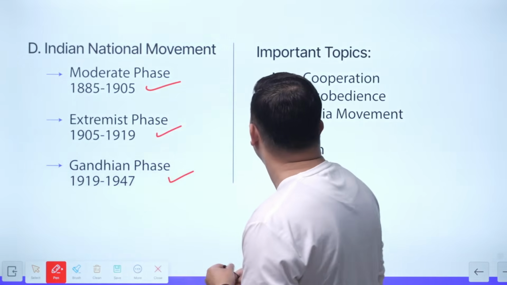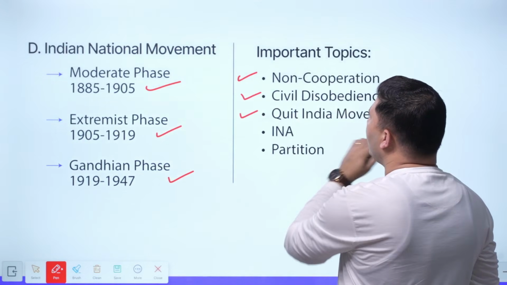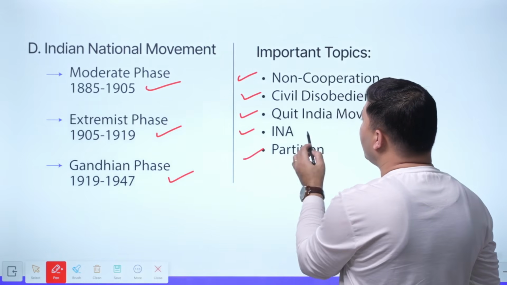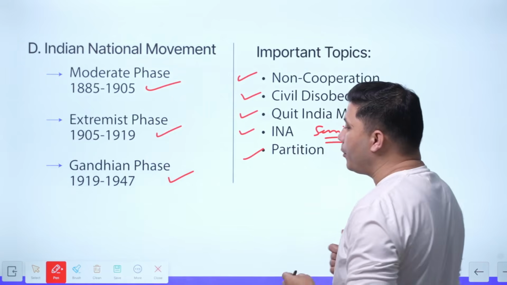So Mr. Gandhi's role, then important topics: non-cooperation, civil disobedience movement, Quit India movement, INA, partition, all the INA sessions. You have to know very well what happened in those sessions, you got the point, right?